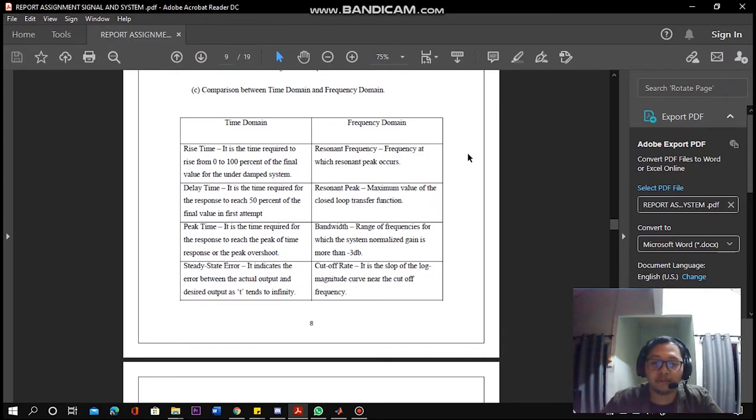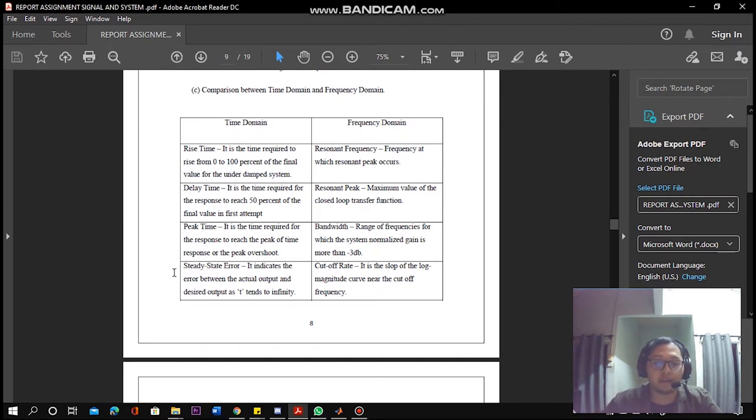Okay, next with question 2C, which is a comparison between time domain and frequency domain. For time domain, rise time is the time required to rise from 0 to 100% of the final value for the underdamped system. Second, delay time. It is the time required for the response to reach 50% of the final value in the first attempt. Third, peak time. It is the time required for the response to reach the peak of the time response, or the peak overshoot.